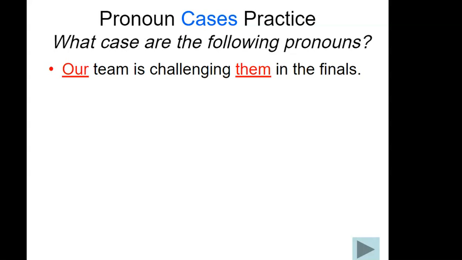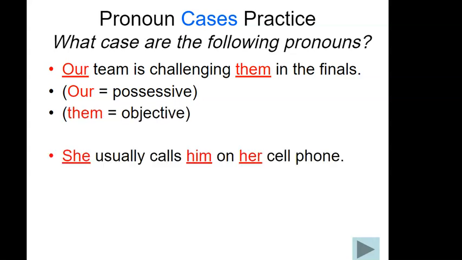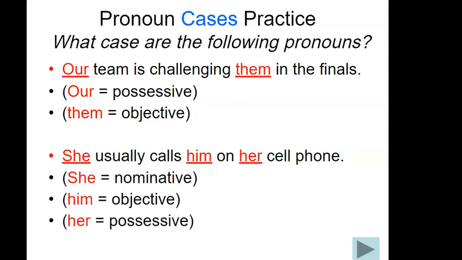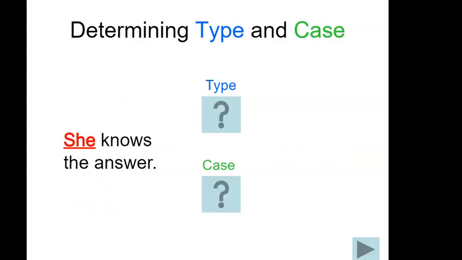Once more, our team is challenging them in the finals. Our is possessive and them is objective. She usually calls him on her cell phone. She is nominative, him is objective, and her is possessive.